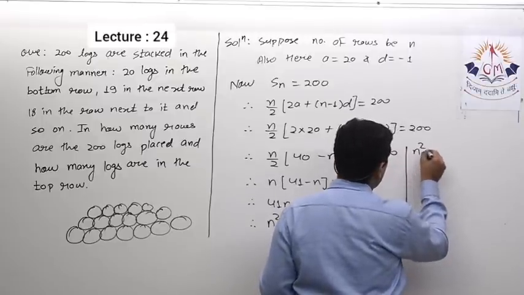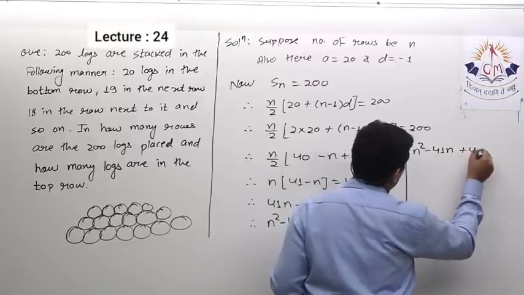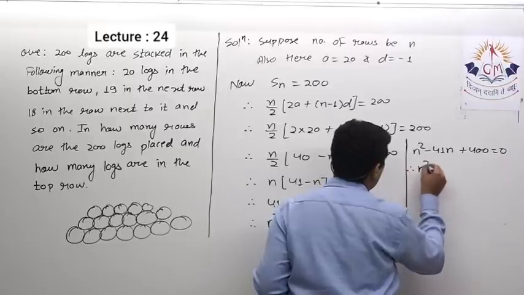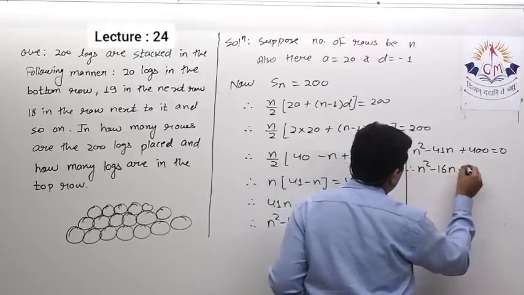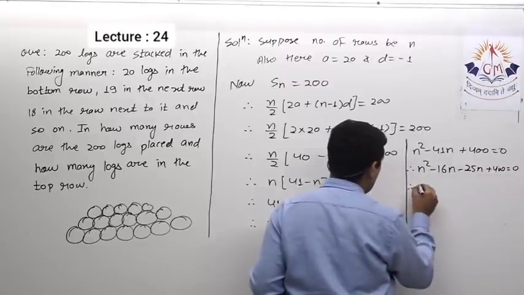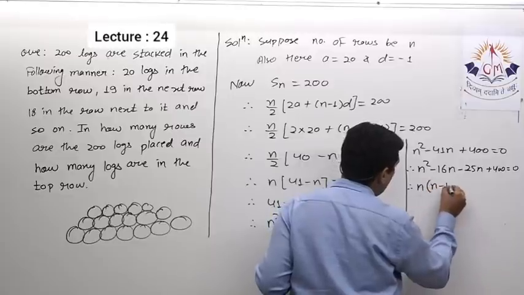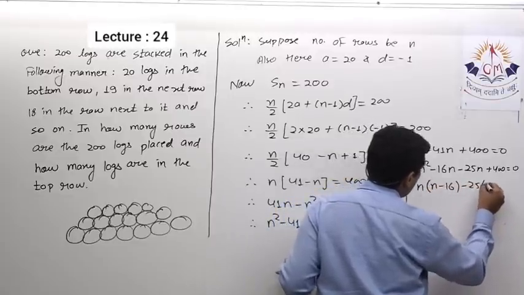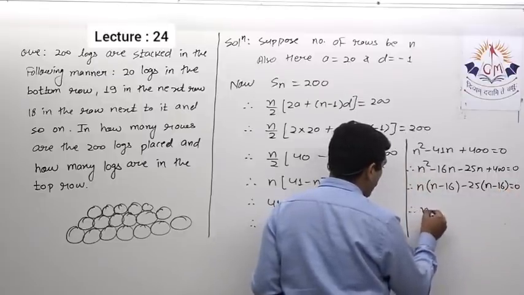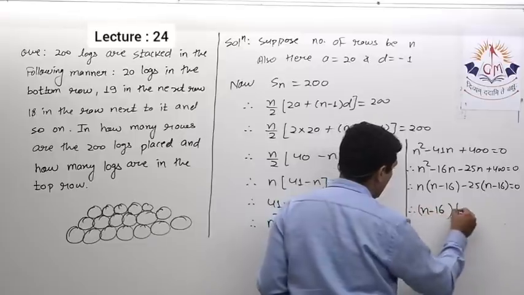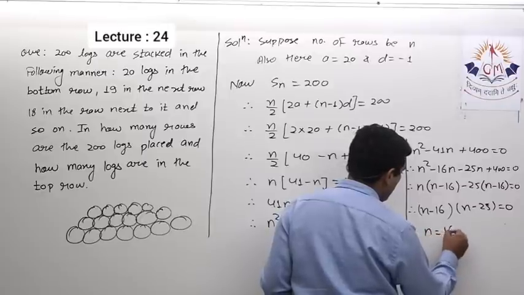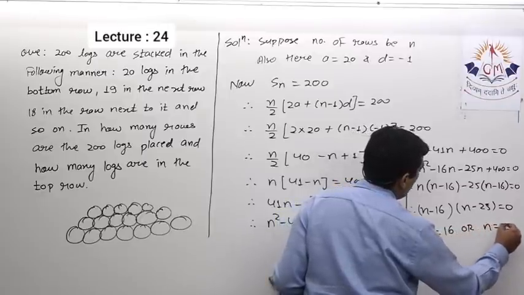This is n square minus 41n plus 400 is equal to 0. Okay, so n square minus 16n minus 25n plus 400 is equal to 0. Now I can take n common, so n minus 16. From here I can take minus 25 common, so n minus 16 is equal to 0. So n minus 16 into n minus 25 is equal to 0. Therefore n equal to 16 or n equal to 25.